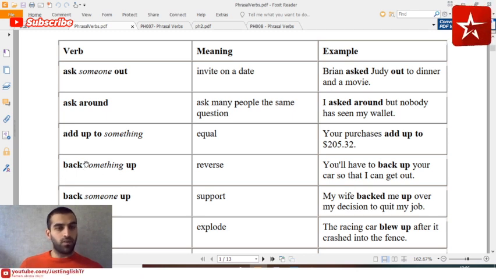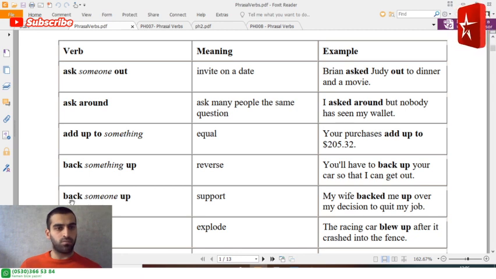Back up, or we can say back something up or back someone up. We have two phrasal verbs here. As you see, the first one is related to something, the second one is for people, someone. The first one means reverse. You'll have to back up your car so that I can get out. Reverse. Okay, guys? If you have any question, please let me know and I will answer all your questions.